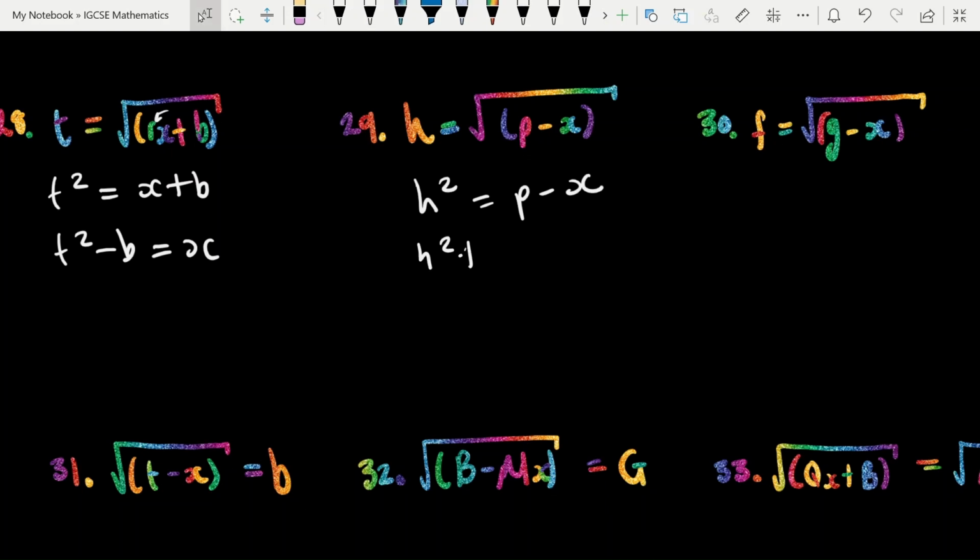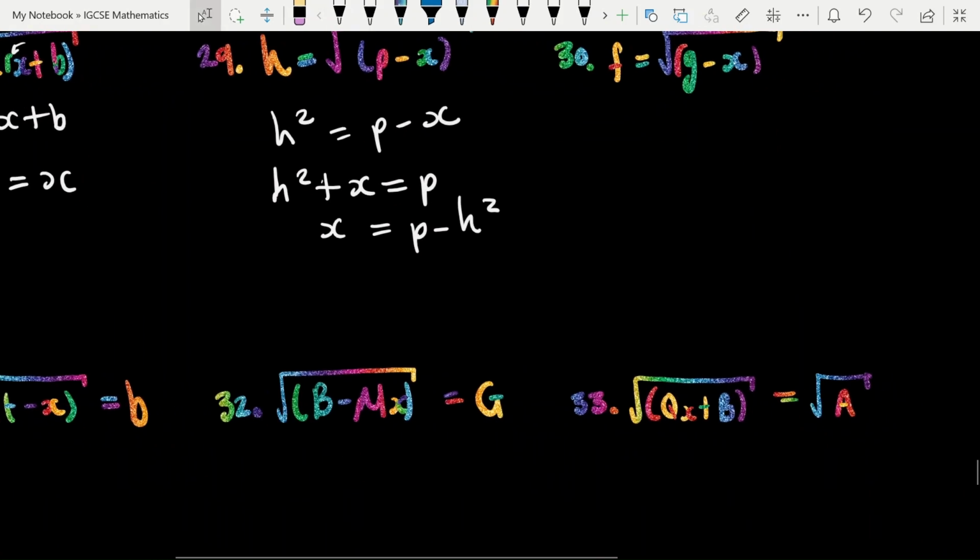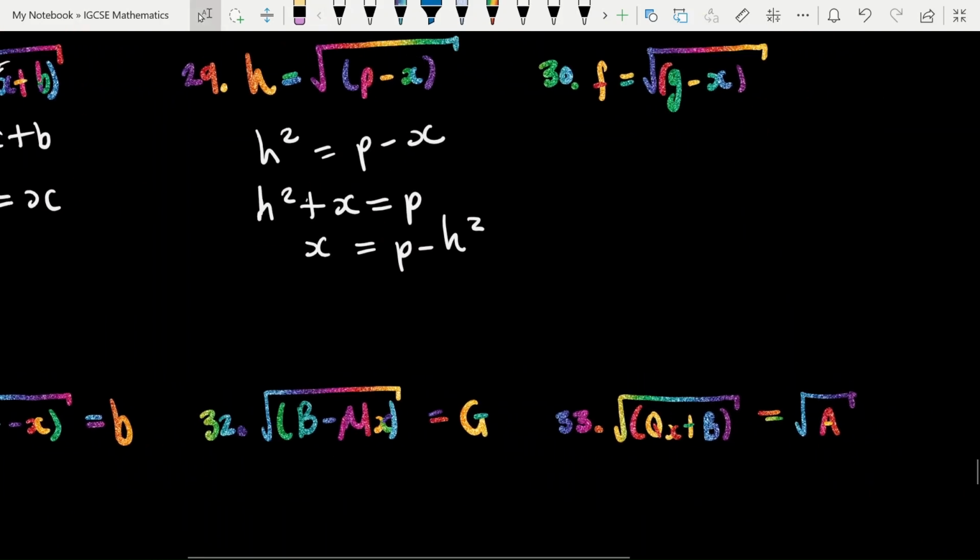I now have h squared plus x is equal to p. Now that my x is positive, I can go ahead and make x the subject of the formula. How? By taking everything which is not x to the other side. What is there that's not x? H squared. It has to go to the other side. So x will now be equal to p minus h squared. Please don't change. Continue with this method. Don't start to do your own stages and whatever.